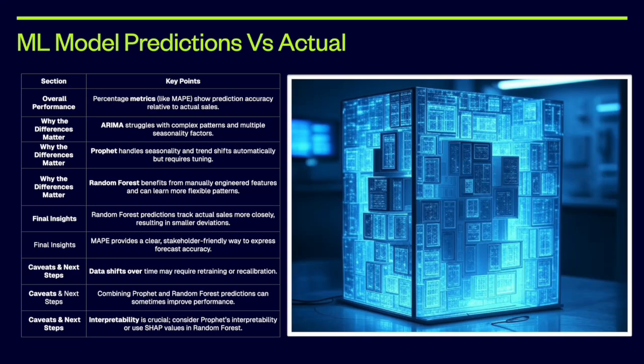Why does the difference matter? Prophet handles seasonality and trends. As you have seen, Prophet tells you the seasonality: weekly, day-wise, yearly, and monthly. It tells you the trend, and it automatically requires tuning. So it requires tuning.